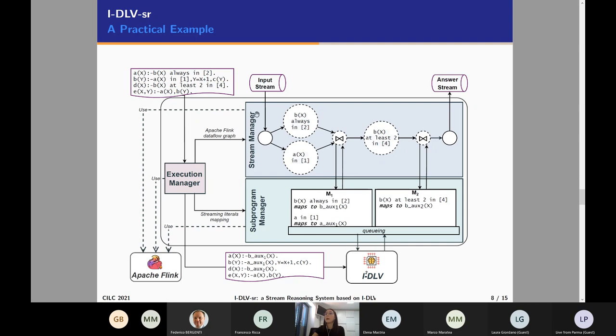Indeed, in this phase, the stream manager is in charge of evaluating all the streaming atoms within the input program and communicates with the subprogram manager when the evaluation of a specific subprogram is required. The subprogram manager takes the derivations from the stream manager, transforms them into a proper ASP input on the basis of the streaming literals mapping, and asks I-DLV for the evaluation of this subprogram. Then, when the subprogram manager obtains the result from I-DLV, it forwards this information to the stream manager that sends the new derivations on the remaining part of the data flow until the evaluation of the overall program is complete.